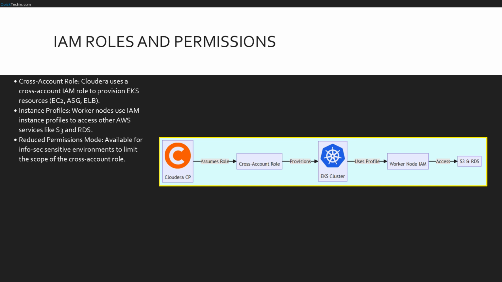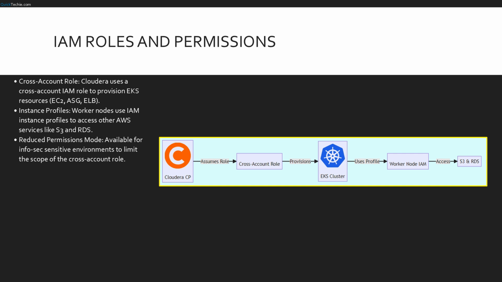Cloudera requires a cross-account role to essentially drive your AWS account, creating the EKS cluster, scaling groups, and load balancers. Furthermore, the worker nodes themselves need an instance profile. This allows the pods running on those nodes to talk to S3 for data storage or RDS for metadata without hard-coded credentials. For strictly regulated environments, Cloudera offers a reduced permissions mode to minimize what the cross-account role is allowed to do.